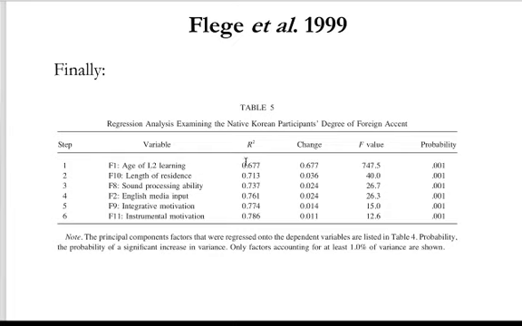One way to interpret this R-squared number is that the model with just AOA as a predictor of how people do on these tasks explains 68% of the variance on the pronunciation task here. This is the foreign accent task. And so that's a lot. It's explaining most of the differences between people in this data set. As you put more and more other factors in, you explain a little bit more and a little bit more of the variance here.